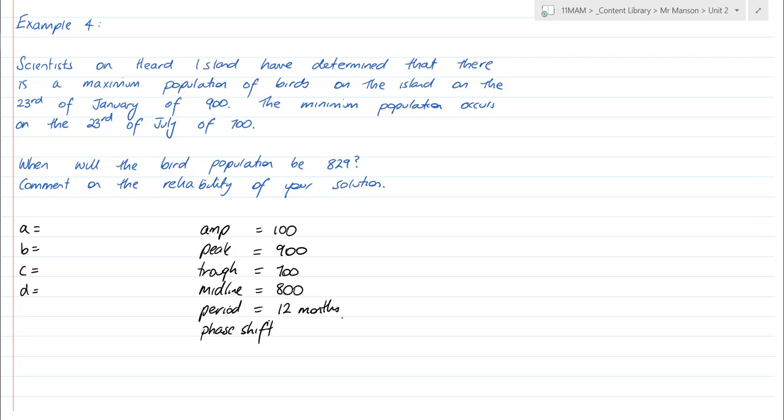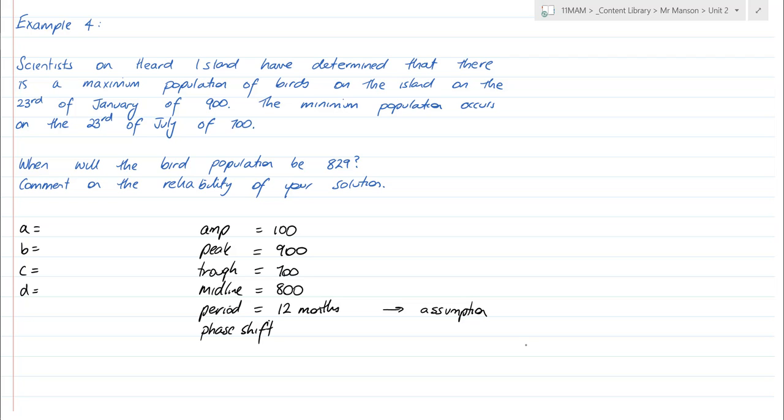What I'm going to do is just make this an assumption. If I wanted to refine my model, and listen very carefully to this because you're doing a PSM2 right now, I'm going to assume the period's a year. If I want to refine my model, I might go back and do a bit more in-depth calculation. I might work out how long in days exactly between the 23rd of January and the 23rd of July. But I'm not going to muck around with that now.